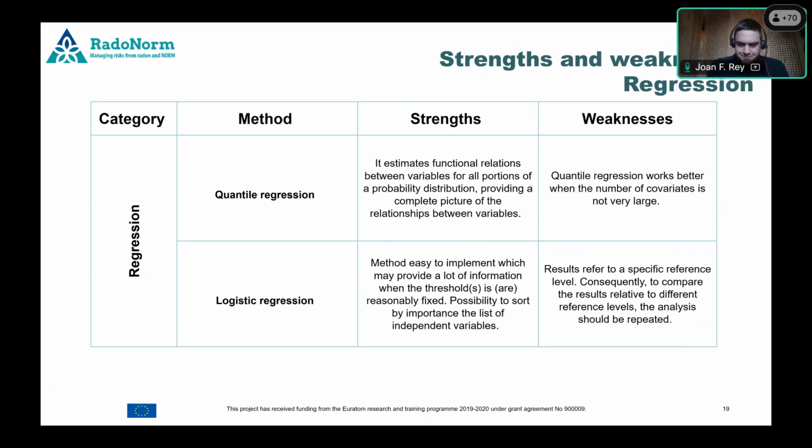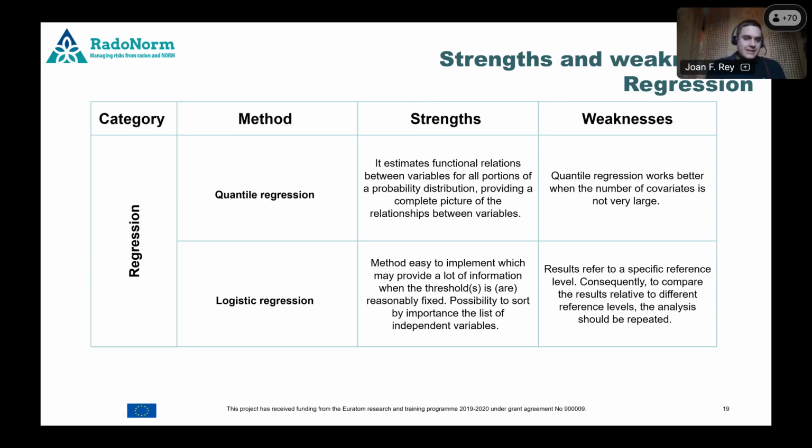One thing we can say regarding the quantile regression is that sometimes it works better when we don't have too many covariates. And for the logistic regression, since it's a binary index, if we want to look at different thresholds, we need to carry out the analysis again. So in terms of time, it may not be the most efficient method, but it still remains a good method.